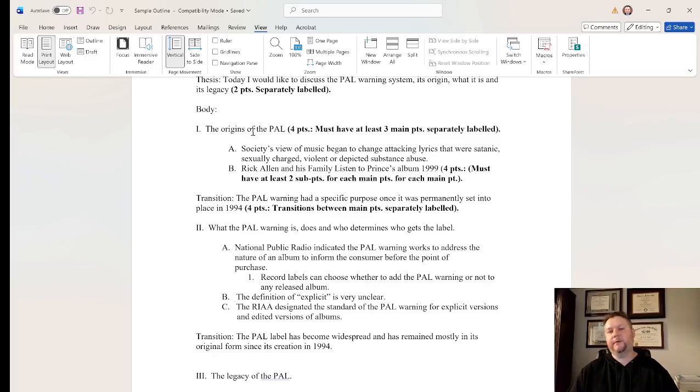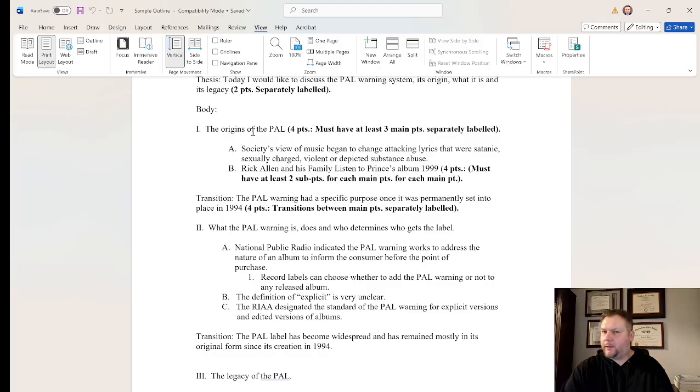Now, why do you have to have 2 subpoints? Let's just say in this first main point, they only had 1 subpoint. Let's say they only talked about the album 1999. So they say, well, I'm going to talk to you about the history of the system. And then they say, look, we had these flagship albums, these flashpoints that really drew attention. And one of them was the album 1999. So if they only have the 1 subpoint, what's the problem?